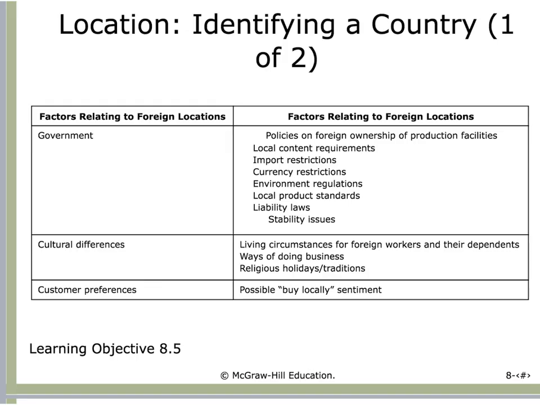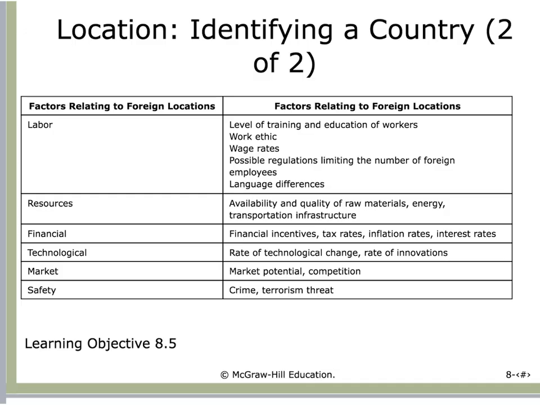Once again, things to consider: the government. What's their policy on foreign ownership of production facilities, any kind of trade restrictions or currency restrictions, cultural differences, customer differences. Some customers prefer to buy local. For example, I don't think there's a McDonald's restaurant in Jamaica because McDonald's didn't want to use local beef. Jamaicans decided that they don't want American beef, they want local beef. It tastes different, it tastes better. And because McDonald's wanted a standardized approach, they couldn't survive in Jamaica. So those are things you have to keep in mind.